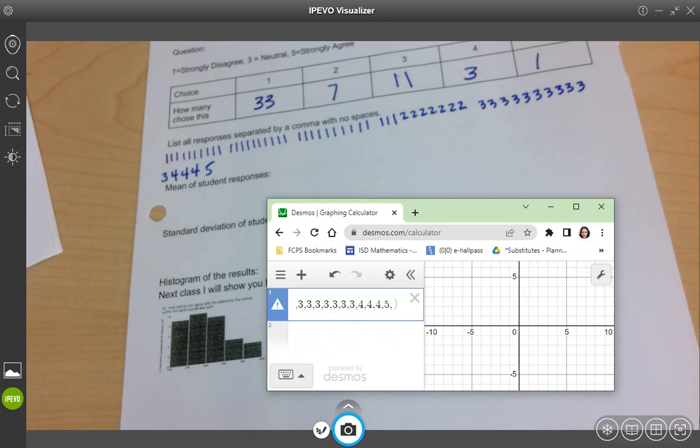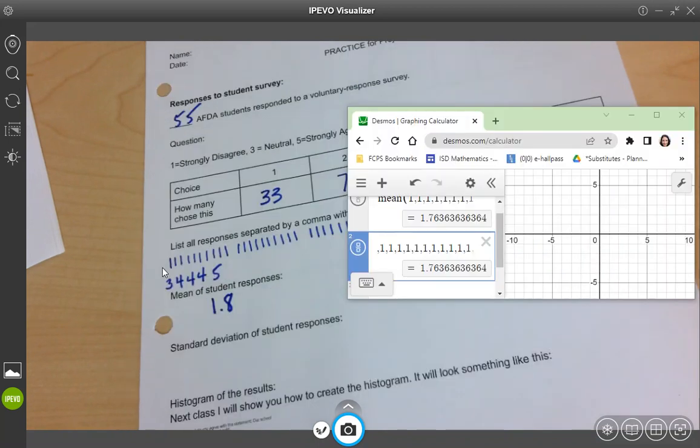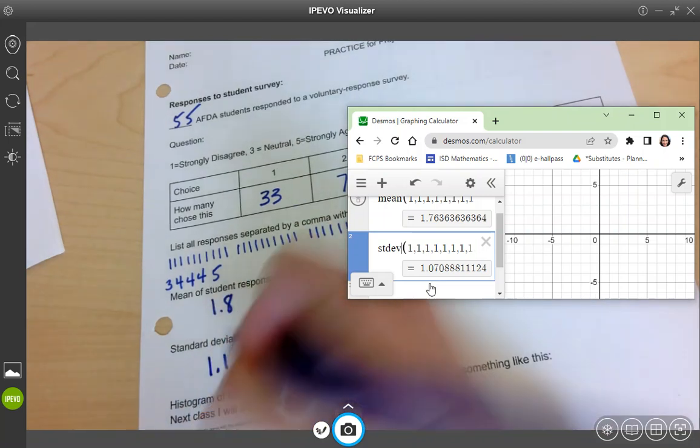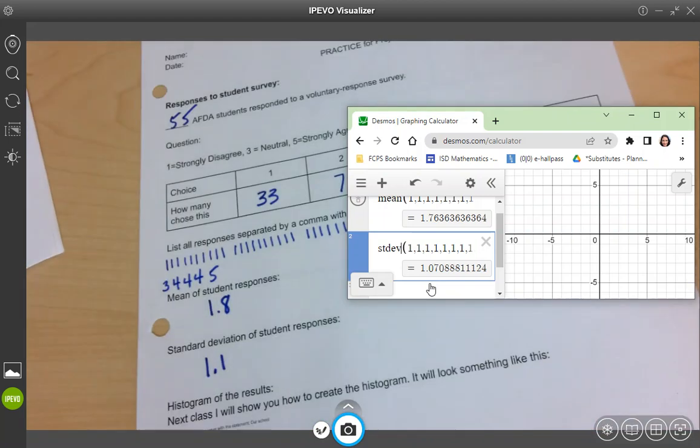So I'm going to come around and make sure everybody has a good start on that. All right, so after we calculate the mean, we're going to find the standard deviation just by changing the word mean. Okay. Your calculation should show 1.07, which we're going to round to 1.1. Okay, now that's your mean and standard deviation.